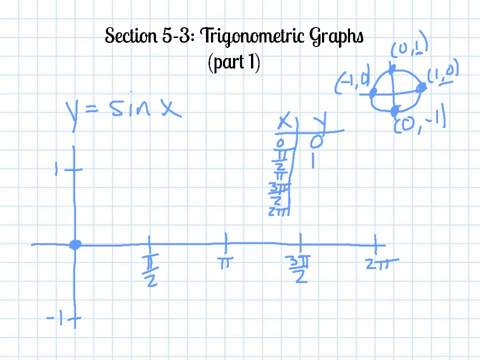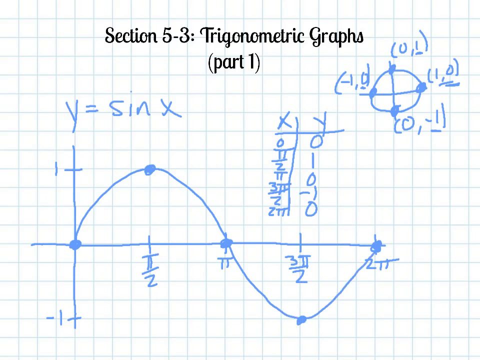Sine of pi will be 0 again. Let me graph that. Forgot to graph that first one. Okay, and then 3 pi over 2 is going to be negative 1. Okay, and then going back to 2 pi, which is the same thing as 0, is 0. So here I have the graph of sine of x, gives me that picture.